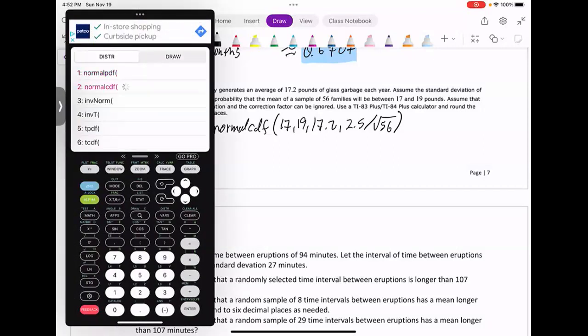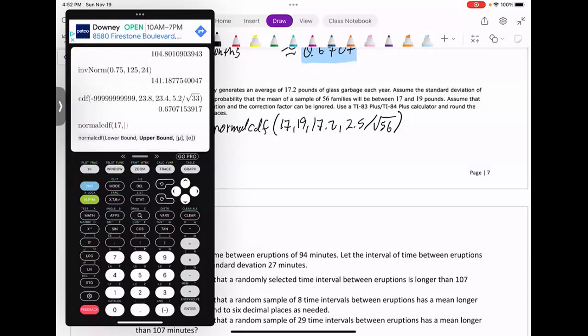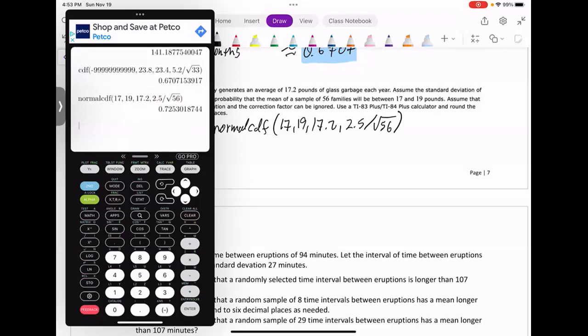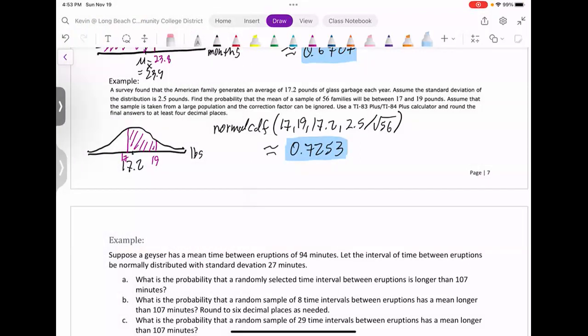Second distribution, normal CDF, 17, 19, 17.2, the mean, and then 2.5 divided by the square root of 56. We get this value here, a little over 72%, about 72.5%. We have to adjust the standard deviation.